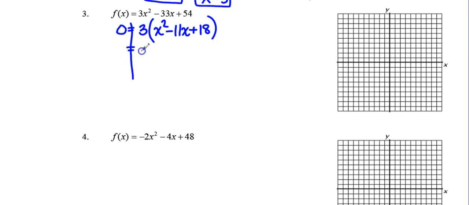So 3 is going to stay outside, and what is it going to be? Factors of C that add to B. So press pause, and please factor. I'm looking for factors of 18 that add to a negative 11. Please do not press play until you have factored this by yourself.